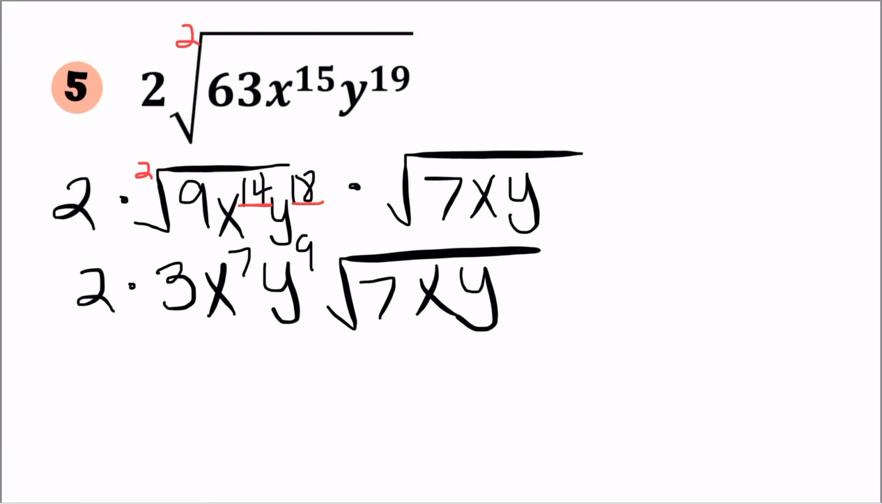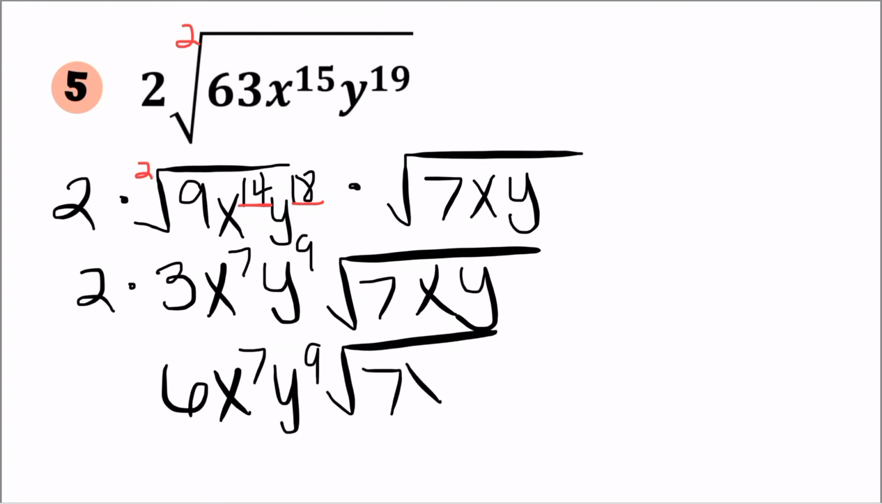And I'm not quite done because I need to multiply out front. 2 times 3 is 6, so my final answer becomes 6x to the 7th, y to the 9th, square root of 7xy. And that is it.